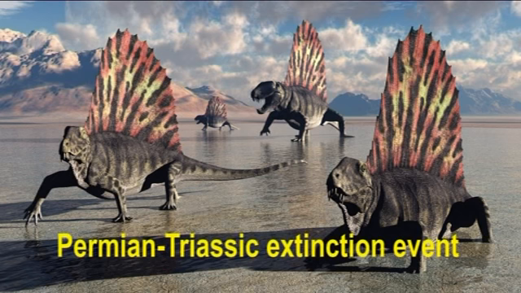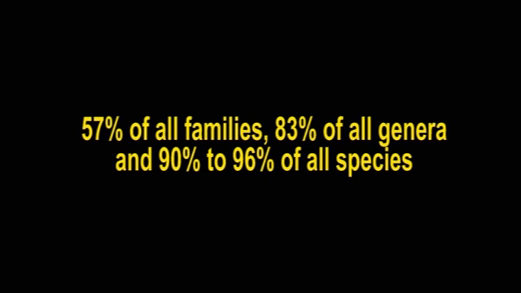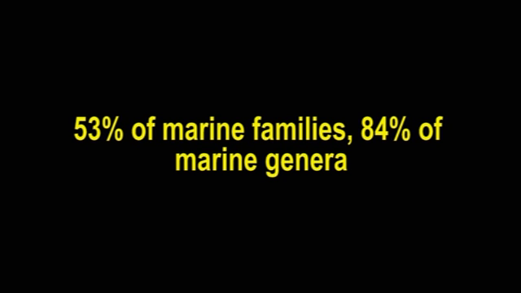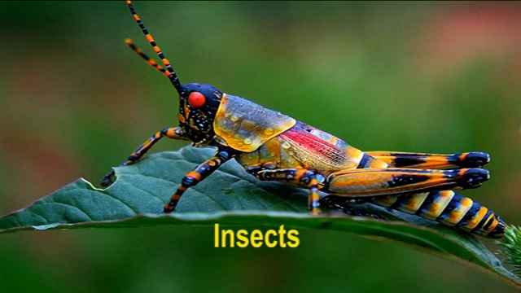Permian-Triassic extinction event. 251 million years ago at the Permian-Triassic transition, Earth's largest extinction killed 57% of all families, 83% of all genera and 90% to 96% of all species, that is 53% of marine families, 84% of marine genera, about 96% of all marine species and an estimated 70% of land species including insects.